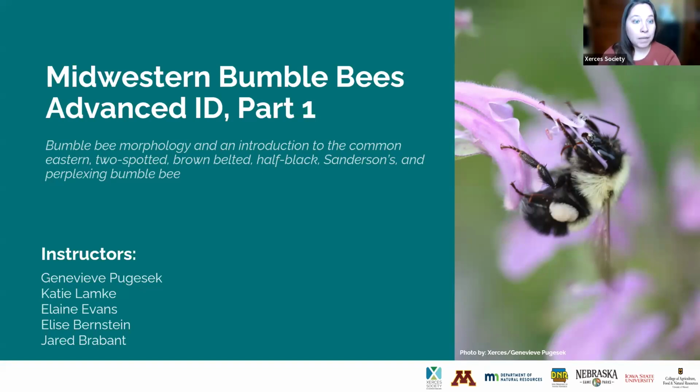Today, we are going to be going through an overview of bumblebee morphology and introducing you to some of the common species that you might encounter in the Midwestern United States: the common eastern bumblebee, the two-spotted bumblebee, and the brown-belted bumblebee. And then we'll also be introducing you to a few less common species: the halfback bumblebee, Sanderson's bumblebee, and the perplexing bumblebee.